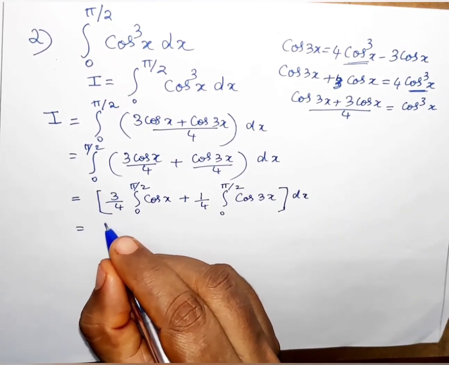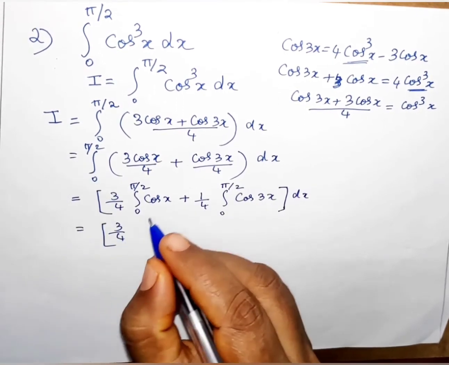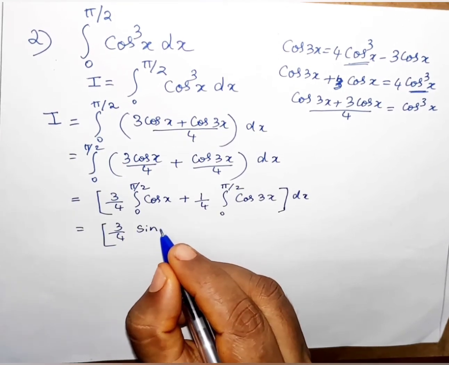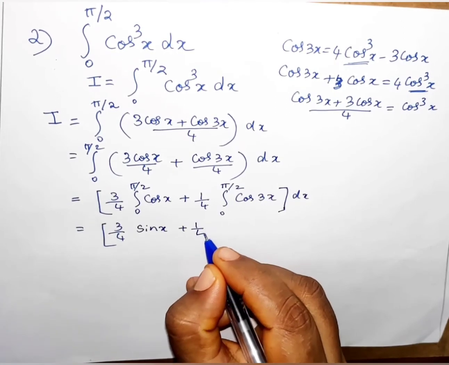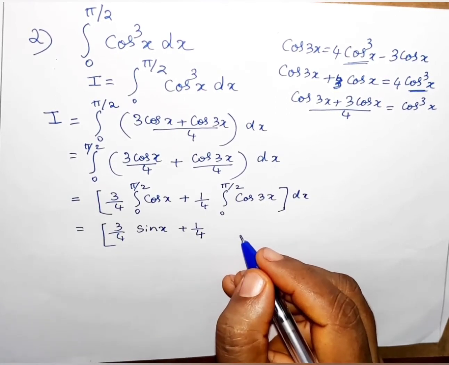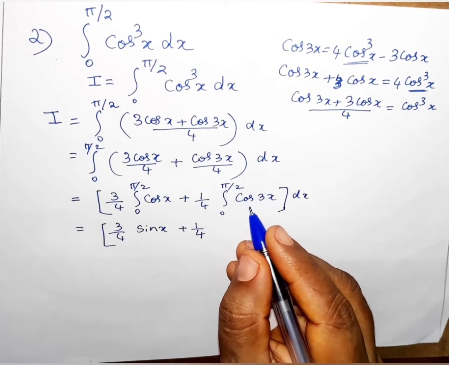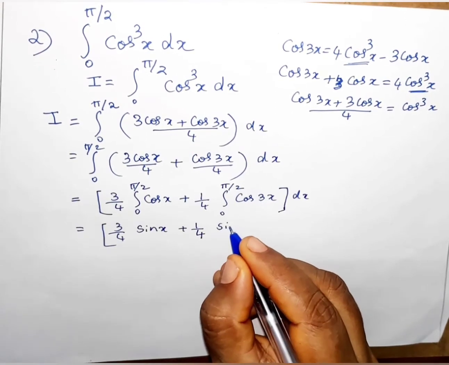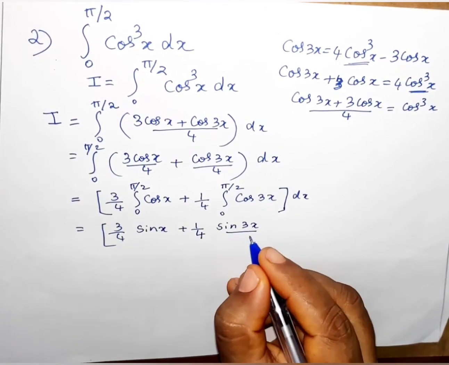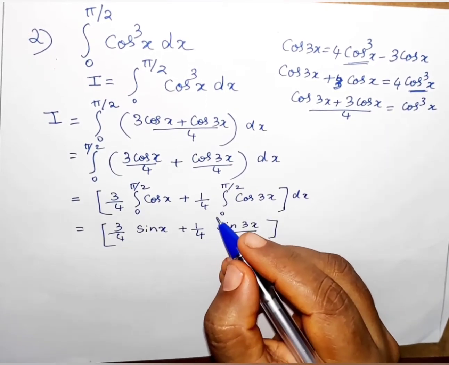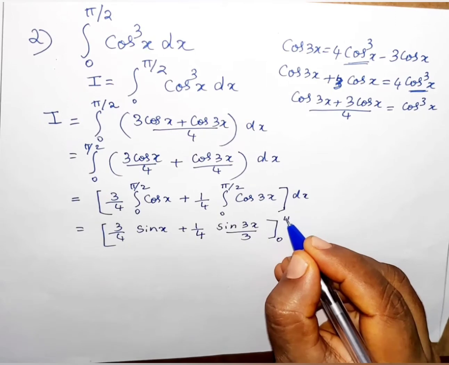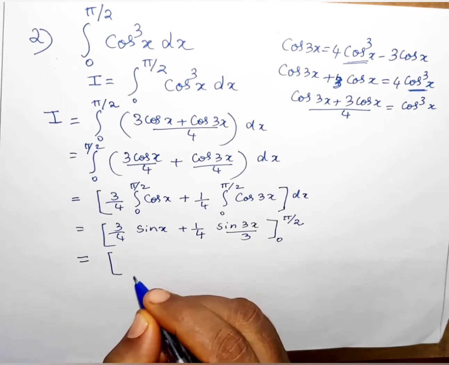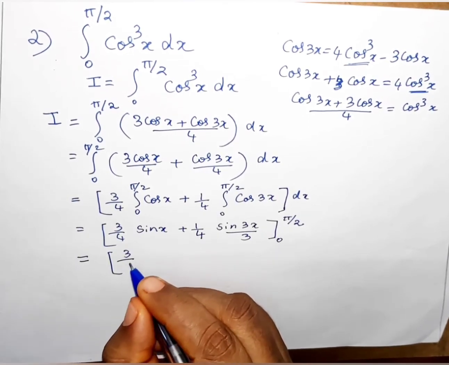Now this will be equal to 3 by 4. What is the integral of cos x? The integral of cos x is sin x, plus 1 by 4 into the integral of cos 3x. It is of the form integral cos ax. So the formula is sin ax by a. Integral cos ax is sin ax by a. So we can write sin 3x by 3, and the upper limit pi by 2 and lower limit 0.